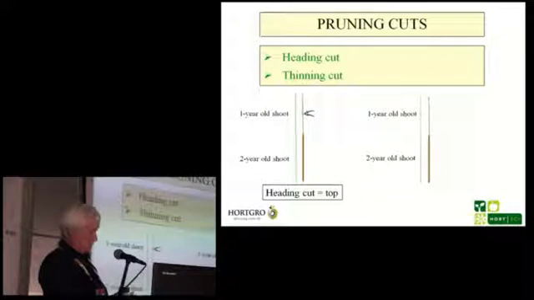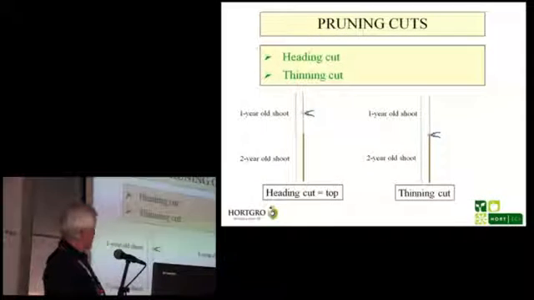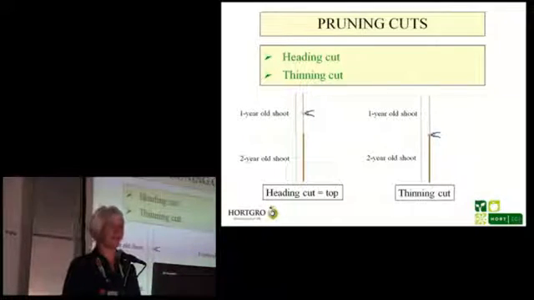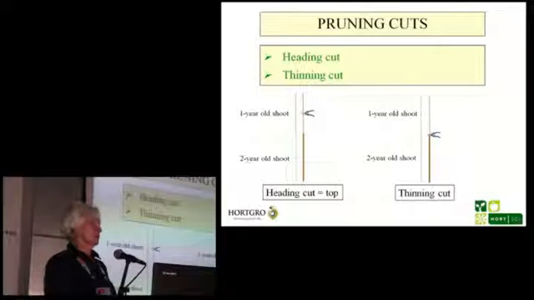In the case of a thinning cut, we basically remove the whole of the 1-year-old wood. All of the 1-year-old wood would be, if we cut that away and only leave 2-year-old wood, that would be a thinning cut.